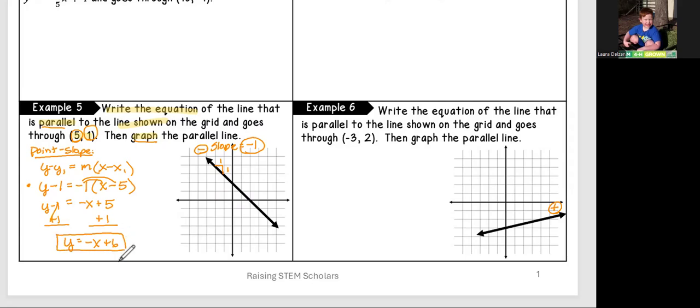Now, honestly, there's another way that you could have done this, and I will show you in just a second. I'm going to clean this up just a little bit so we can have a clean spot. So we're going to go to +6. We got 1, 2, 3, 4, 5. So +6 is going to be right about here.